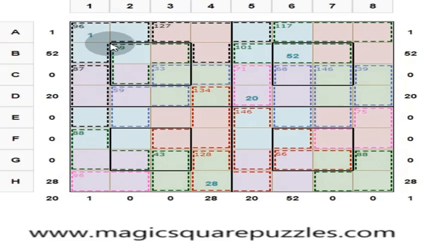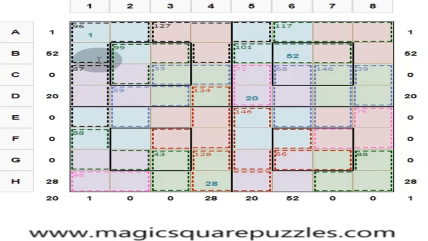Each number occurs only once. 1 occurs here, it won't occur anywhere else. 52 occurs here, it won't occur anywhere else. 20 occurs here, it won't occur anywhere else. The sum of these two numbers is 71, and this cell value is 20. The sum of these three numbers is 101. This cell value is 52.